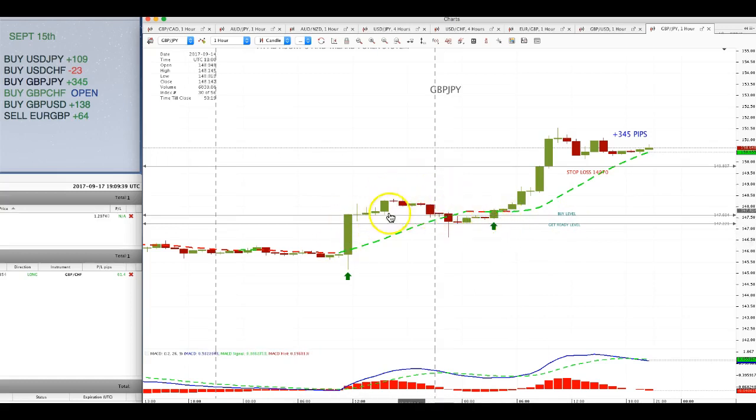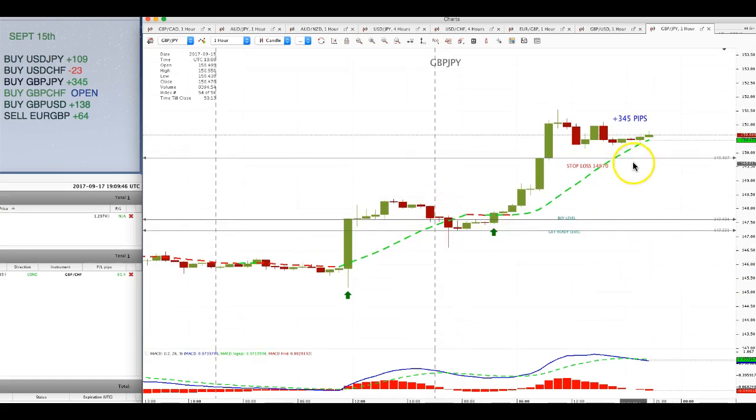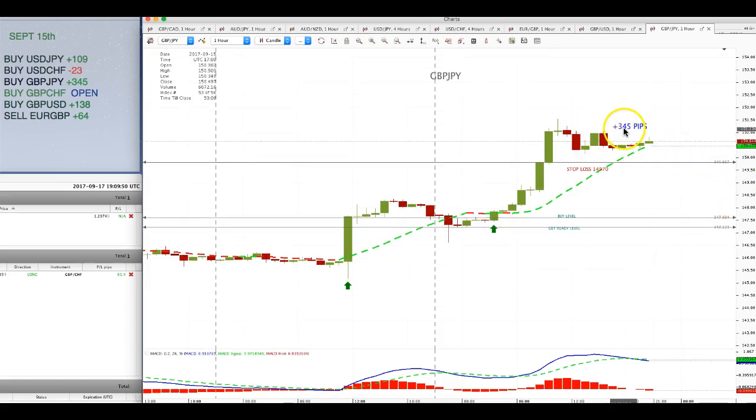Price rallied, retraced, gave us a nice hammer. That gave me a lot of confidence to take this trade and stay in this trade. And I was surprised, actually shocked, that I made 345 pips in one day. Okay, so that was the first trade.